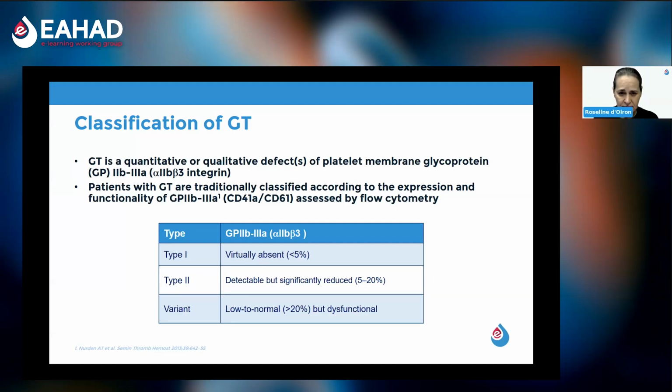Patients with Glanzmann Thrombasthenia are traditionally classified according to the expression and the functionality of this integrin, assessed by flow cytometry. Then you have 3 different types. The type 1 is virtually absence of this integrin, below 5%. In the type 2, you have some detectable presence of this 2B3A, but significantly reduced, between 5 and 20%. And you also have a qualitative defect called a variant type with nearly normal, a little bit lower, but above 20% of integrin, but dysfunctional.